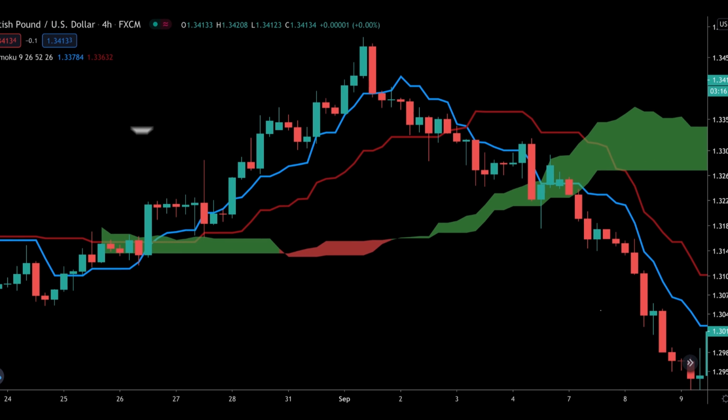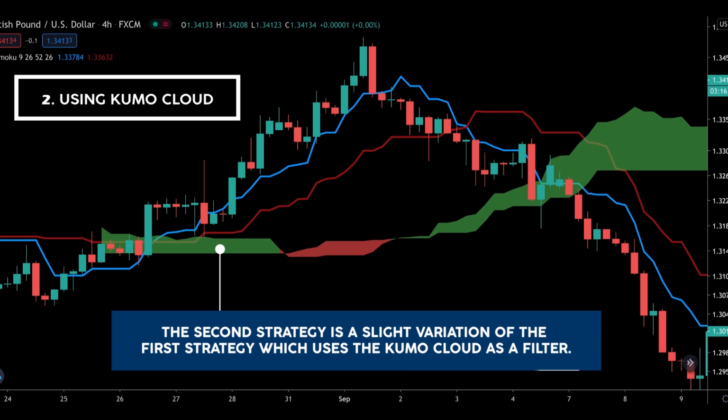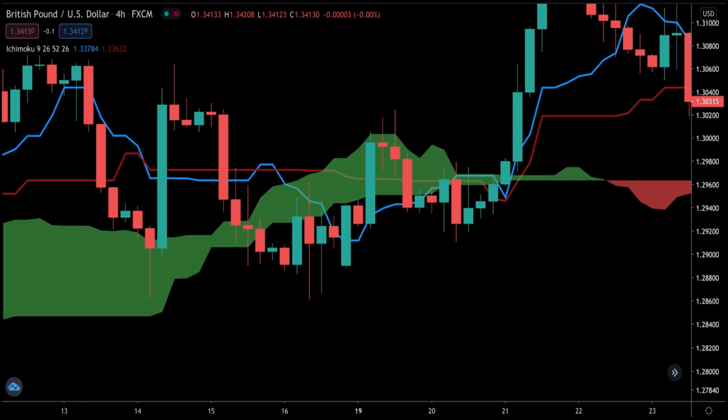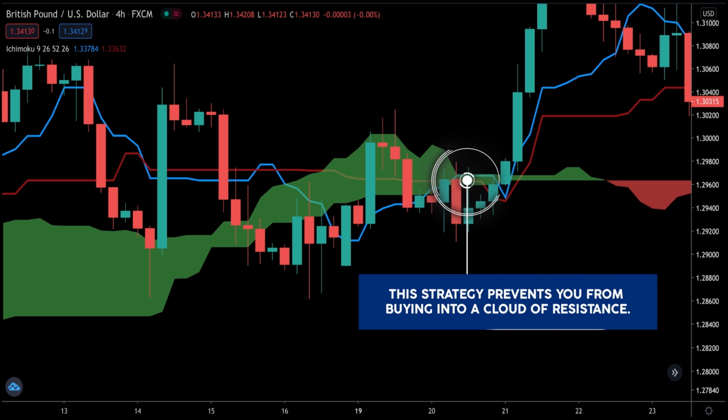Now let's move on to the second strategy, which is a slight variation of the first strategy. Rather than filtering out the signals using the lagging span, we use the Kumo cloud instead. This is my favorite and I prefer this strategy because sometimes you might find yourself shorting into a cloud of support or buying into a cloud of resistance if you are not careful. This strategy ensures that it doesn't happen to you, so keep watching to learn how to avoid this issue.